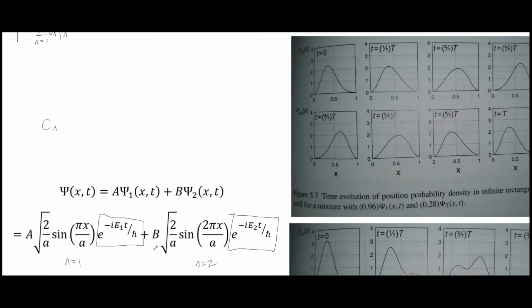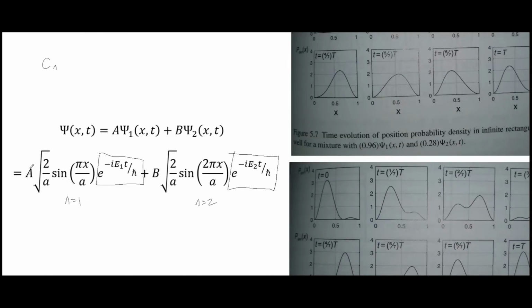And so if we want to put A as 0.96, which is what it shows here, then B will be 0.28, because if you take A squared plus B squared, that has to equal 1. If it's just A plus B, that doesn't necessarily have to equal 1. And so if we take the square root of these things, that's where we get this 0.96 and 0.28.